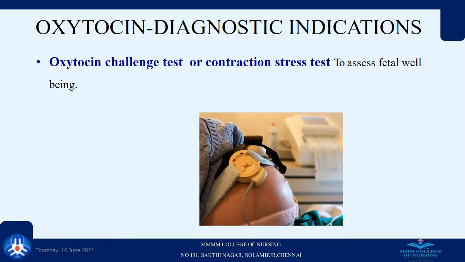So to check whether the fetus is in good condition or not, we will be doing this oxytocin challenge test. It is based on the response of fetal heart rate recorded on a cardiotocograph to oxytocin-induced contraction. So the main aim of this test is to induce contraction and monitor the fetus by checking the fetal heart rate. So this is the main aim of doing this diagnostic.